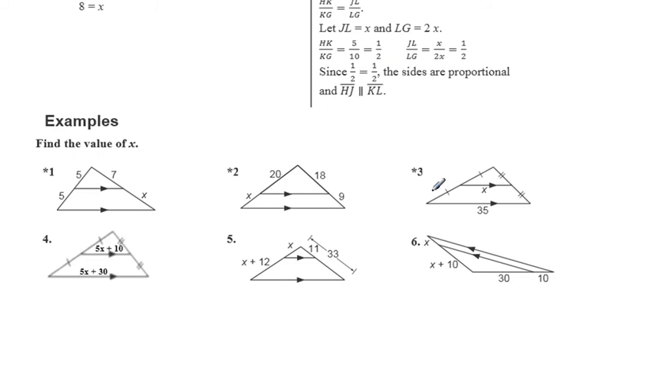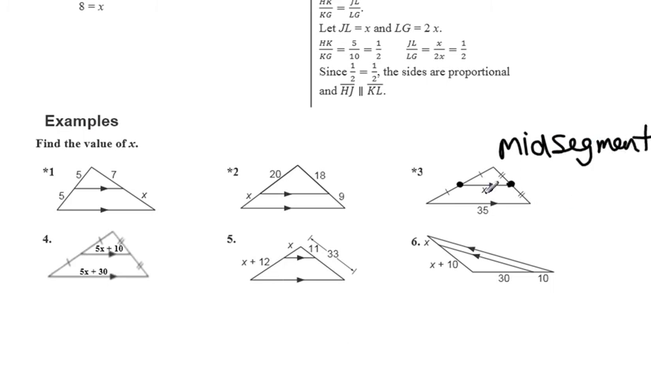Number 3 is a little bit different. Yes, these are parallel lines, but these are not the sides of the triangle. It's not dividing the sides into proportional parts. When you have the two bases of the triangles, where this side is the midpoint of this side, and this is the midpoint of this side, this is called a midsegment.